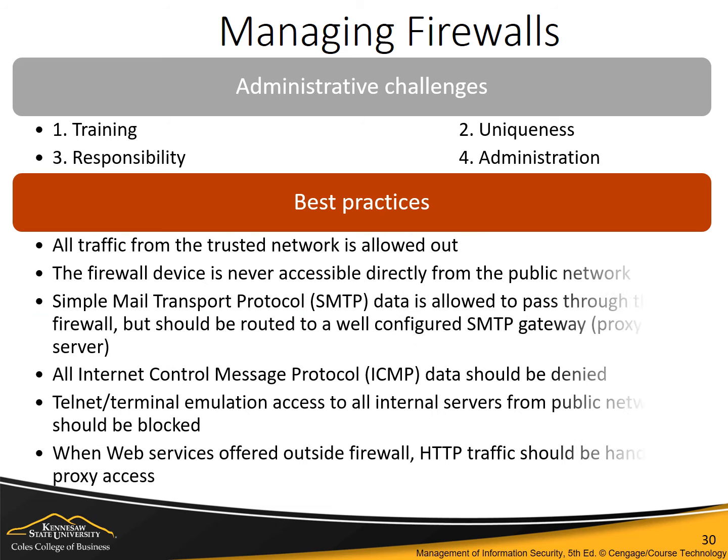Some of the best practices for firewall use include: all traffic from the trusted network is allowed out. So you'll allow it out if it's from a trusted network. The firewall device is never accessible directly from the public network. You want to have a buffer between. Simple Mail Transport Protocol data is allowed to pass through the firewall, but should be routed to a well-configured SMTP, or Simple Mail Transport Protocol gateway, also called a proxy server.